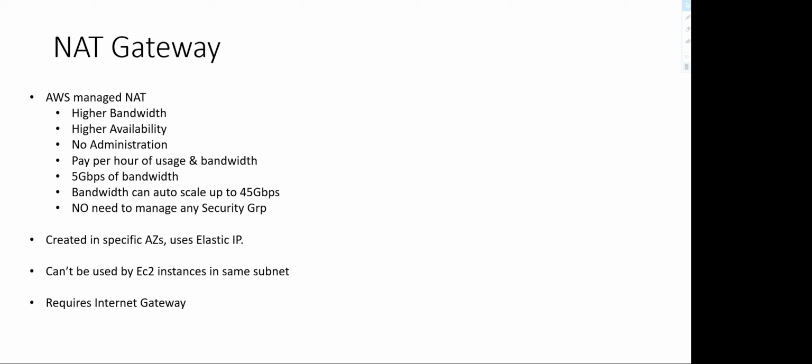Now coming to the next point, the NAT gateway uses an elastic IP, and why it uses the elastic IP we are going to see after some time. But an elastic IP is required when we are creating the NAT gateway. Another thing is that we cannot access a NAT gateway from EC2 instances present in the same subnet as the NAT gateway. Suppose I have a public subnet and I create a NAT gateway in that same subnet, the EC2 instances in that subnet cannot use that particular NAT gateway.